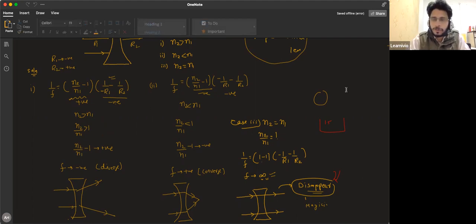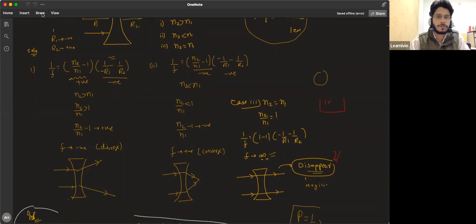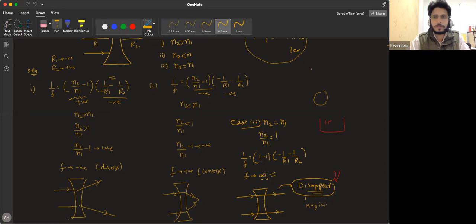So let me write using the writing pad. Okay, I'm writing with the mouse pad. I don't know how. Yes.